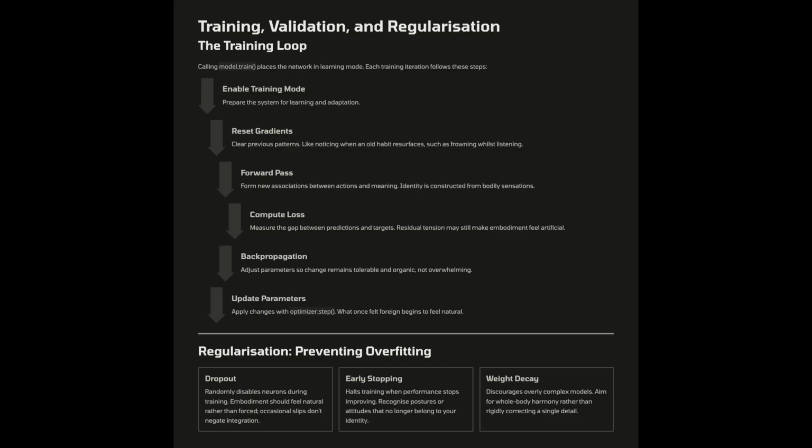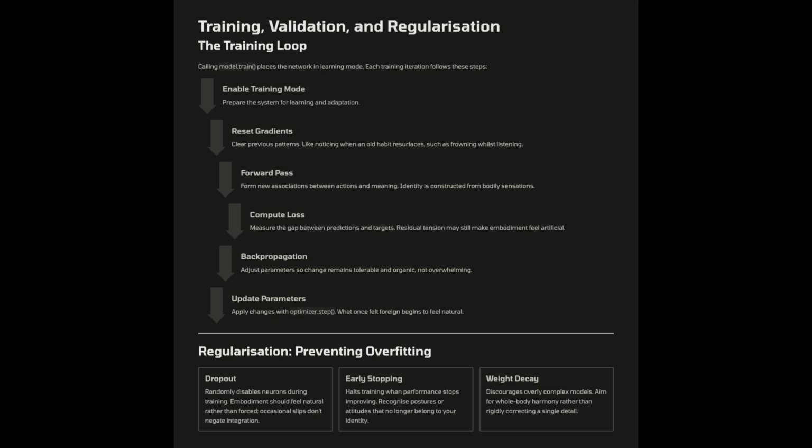A single training step typically includes: 1. optimizer.zero_grad, which clears previous gradients, similar to releasing outdated priorities or gestures we no longer identify with. 2. loss.backward, which computes how parameters should shift. Even if the old self enters the room, posture can be adjusted the moment awareness arises. 3. optimizer.step, which applies the updates, integrating behaviors that align with the desired identity.